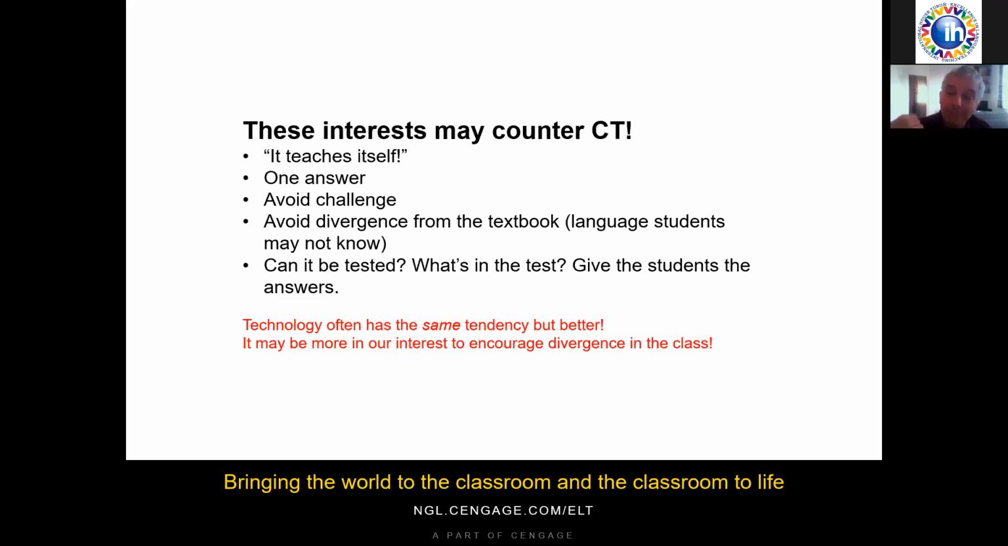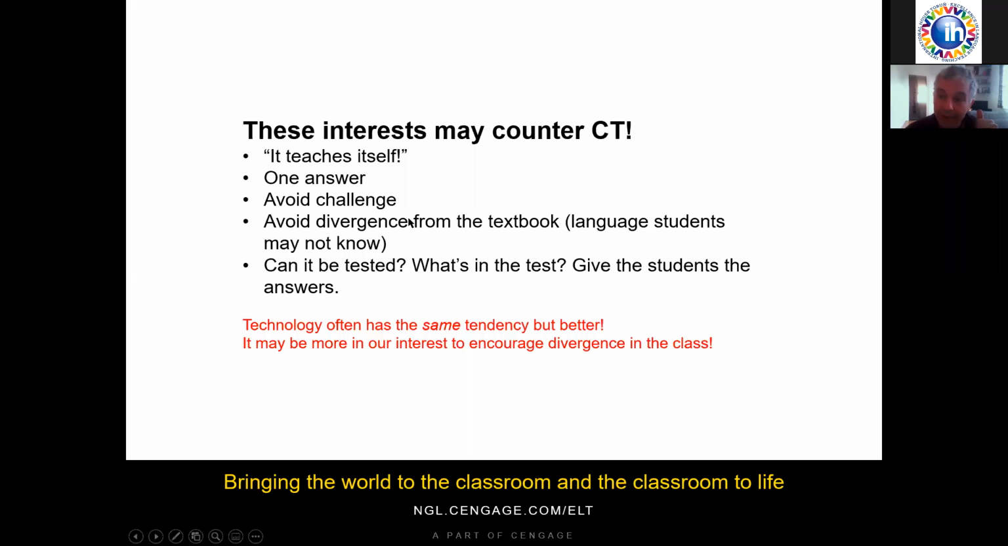We want to be giving space to students. We want to be responding to what they're trying to say. Divergence is a fundamental feature of critical thinking. What I would also add to that is that technology tends to have the same tendency as these attitudes.